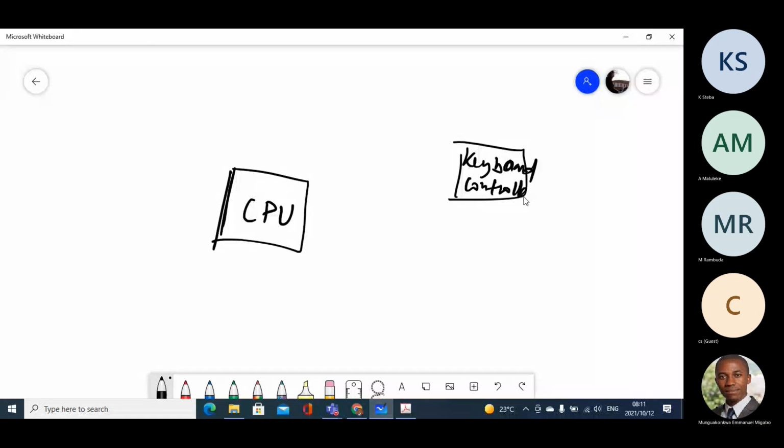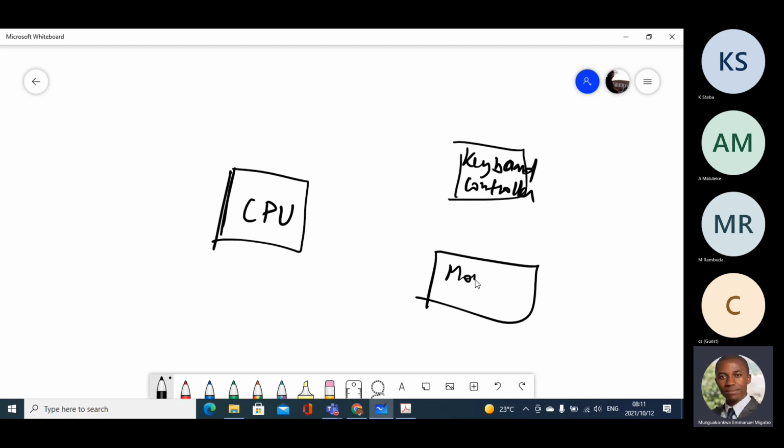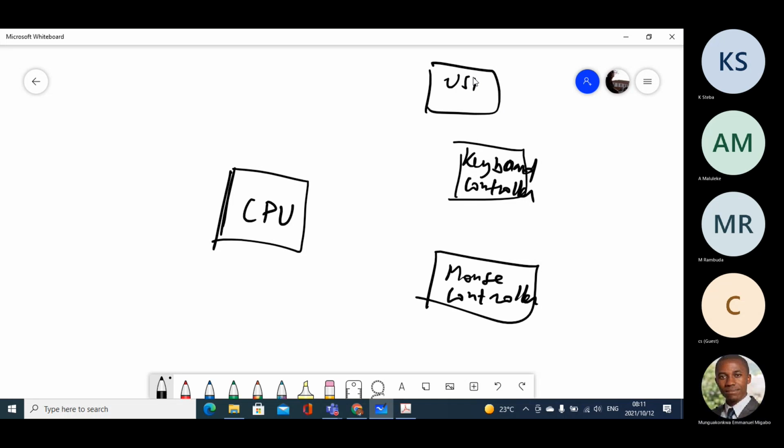Okay. Keyboard controller, for example. Some of these input-output controllers would include a keyboard controller, which would be made of an encoder, decoder type of circuitry. You've got your mouse controllers, all your USB ports controllers. Just to stick to the operating system within the context of a personal computer.